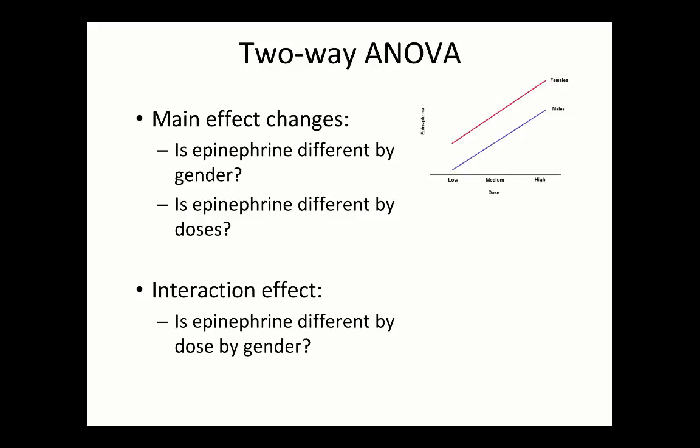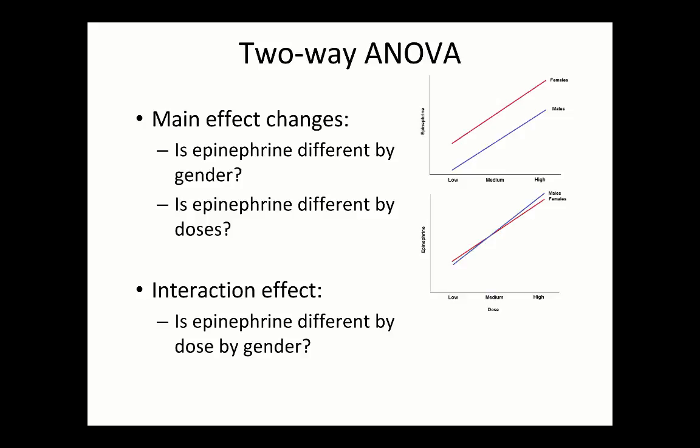We're going to show you 3 graphs on the right and show you 3 different scenarios. Let's look at each graph alone. You should be able to determine what the effects are. So this top graph shows 2 main effects, where there are differences between the genders. Females have higher levels than males, and differences between the doses, with no interaction effect.